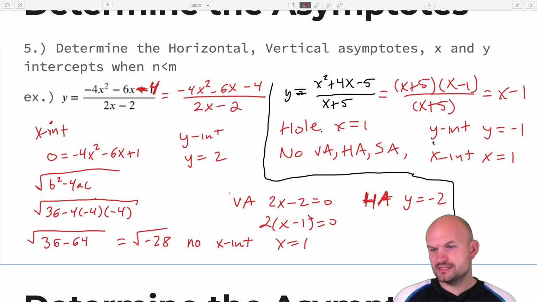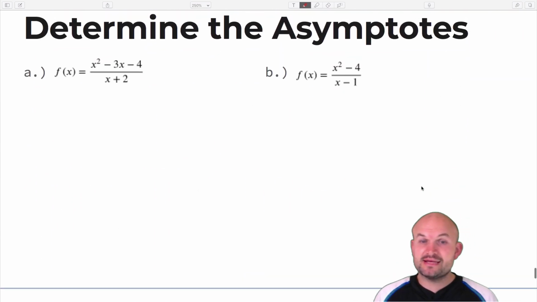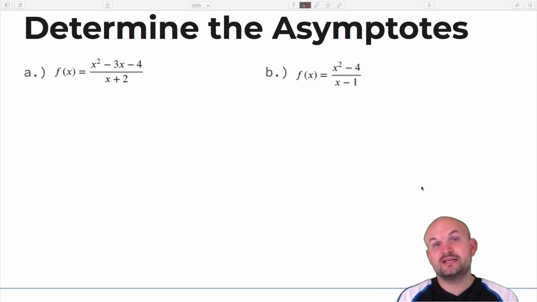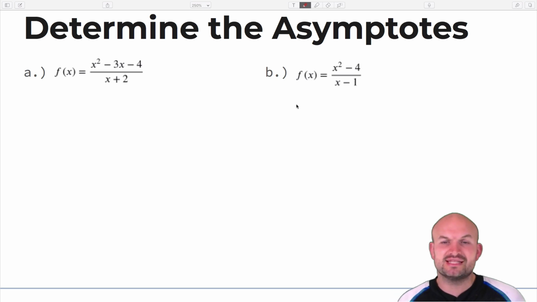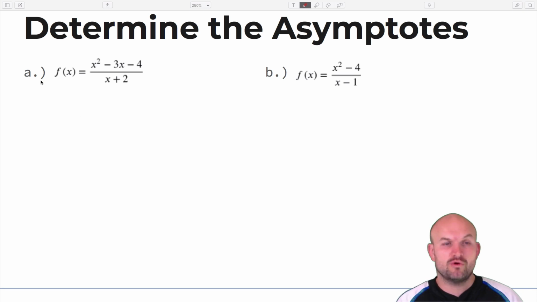So let's go ahead and work through some problems here. All right, so we're going to do the same kind of thing. The nice thing is we don't need to list the horizontal asymptote because we know that the degree in the denominator is smaller than the degree in the numerator, so there's not going to be a horizontal asymptote.